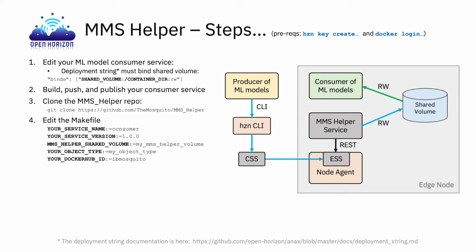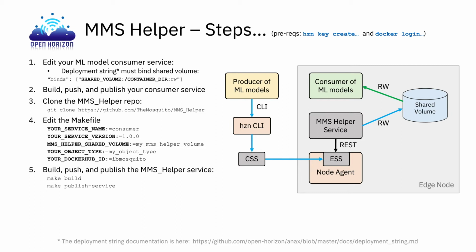Then you need to specify your object type, and again, that can be any string that you want to use, and it's the string that you use when you publish using the hzn CLI. And then lastly, you need to specify your Docker Hub ID, because your containers need to be pushed to a Docker repository of some kind to be able to be deployed by Open Horizon. Then you just build, push, and publish the MMS Helper service. So make build and make publish-service, and the publish-service will take care of pushing it to Docker Hub for you.